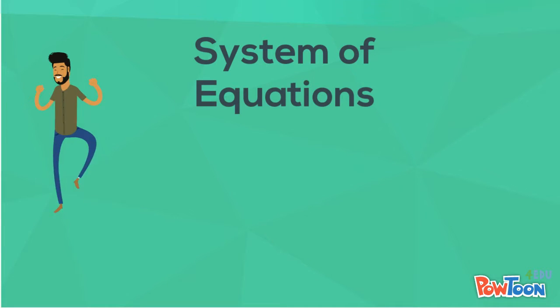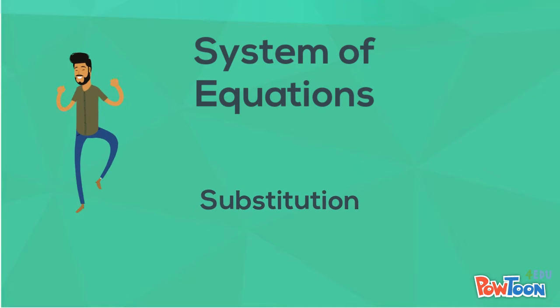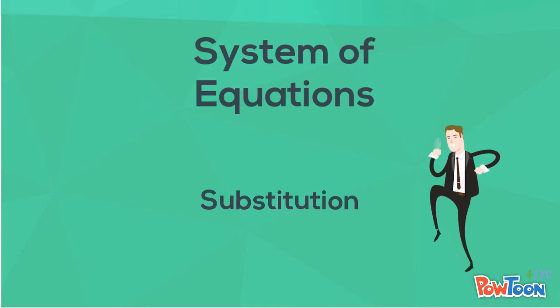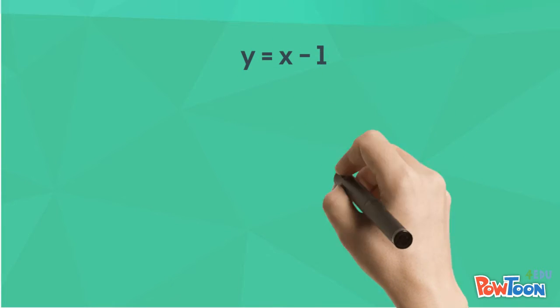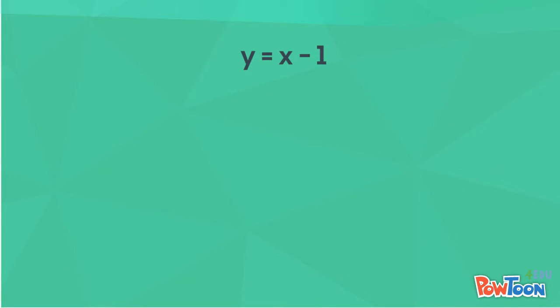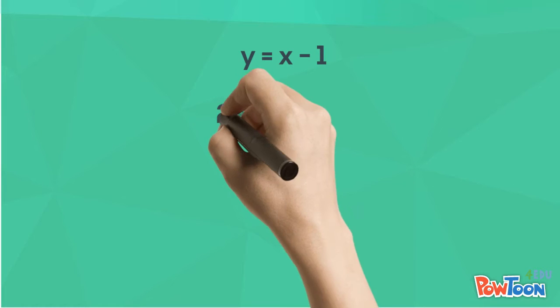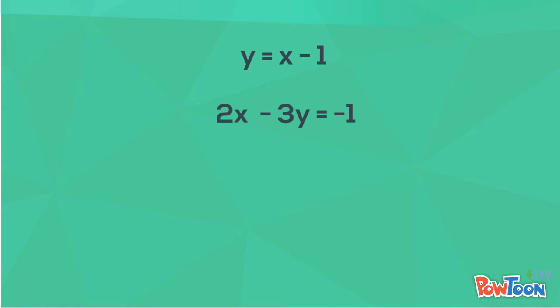Today we're going to be learning how to solve systems of equations, and we're going to be using the substitution method. By the end of the class, this should be a breeze. Our first equation is y equals x minus 1, and our second equation is 2x minus 3y equals negative 1.